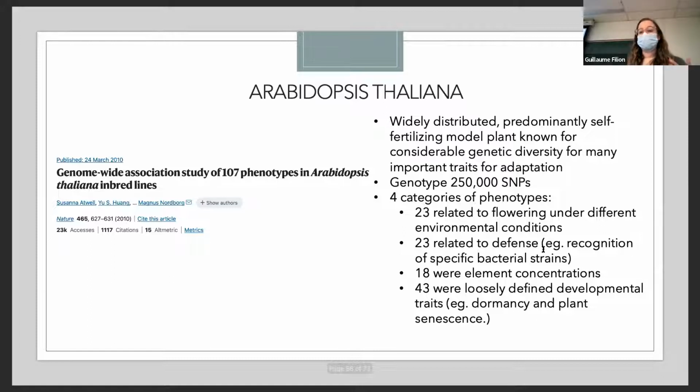And so they categorized those phenotypes into four very general groupings. The first was based on flowering under different environments. The second was related to defense, so maybe the recognition of different bacterial strains. Third was based on element concentrations. And the fourth was about developmental traits.